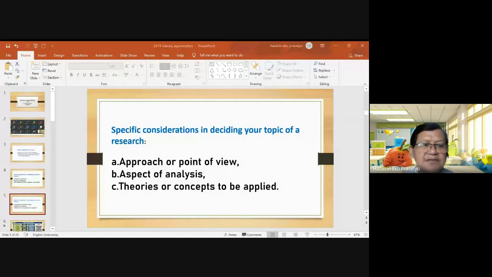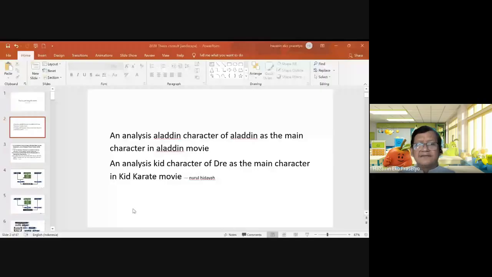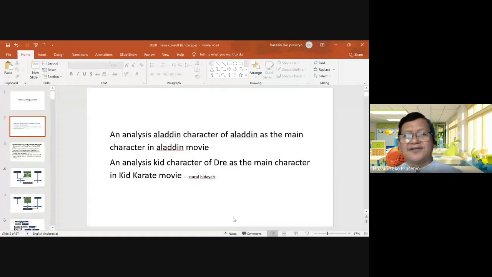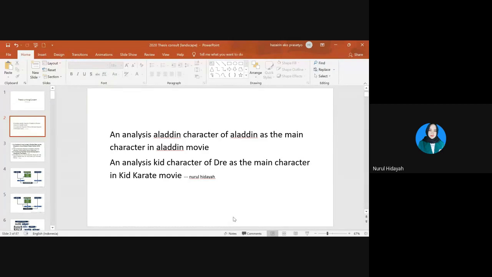Okay, let me show you an example here. This is Nurul Hidayah. Nurul Hidayah wrote two topics, analysis of Aladdin, character of Aladdin as the main character in Aladdin movie. Nurul, are you here? Yes, sir. Okay. Why did you write two topics? Why not just one? Because you choose one of the topic, sir.